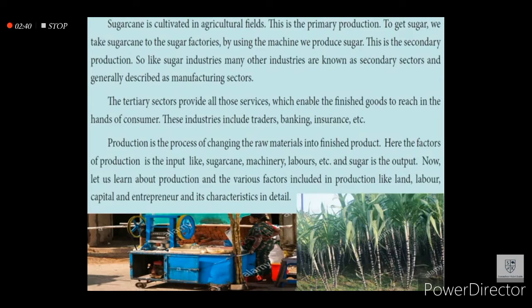So, like sugar industries, many other industries are known as secondary sectors and generally described. The tertiary sector provides all those services which enable the finished goods to reach in the hands of consumer. These industries include traders, banking, insurance, etc. Now, what is production? Production is a process of changing the raw materials into finished products. Here, the factors of production are the inputs like sugarcane, machinery, labors, etc. and sugar is the output.